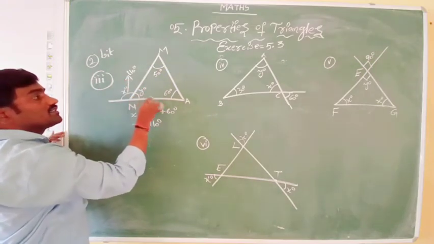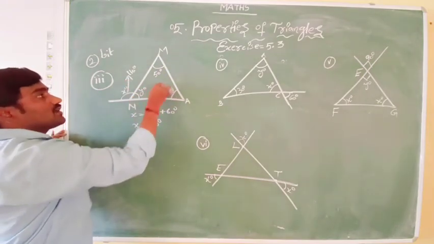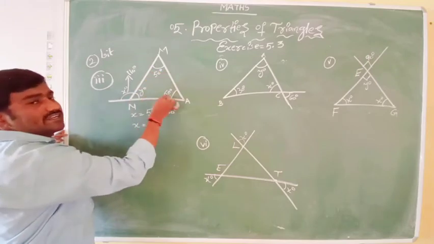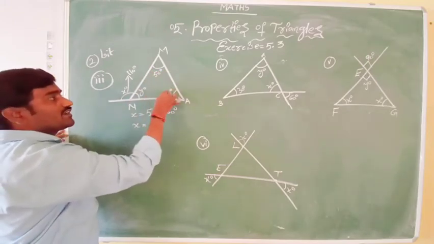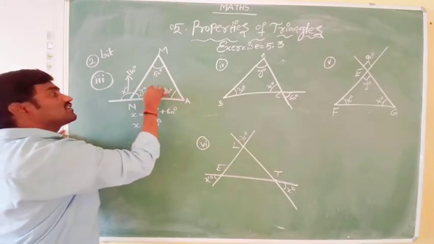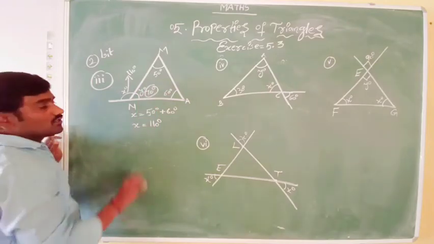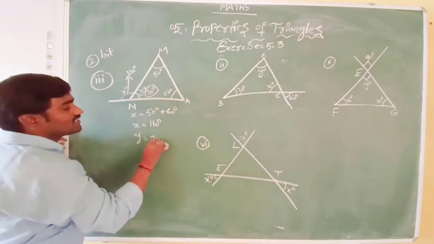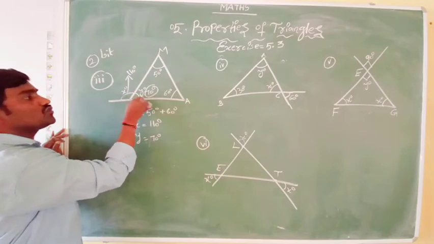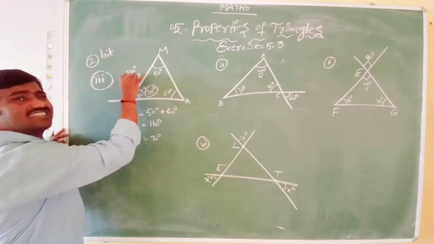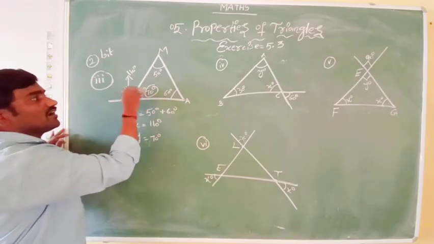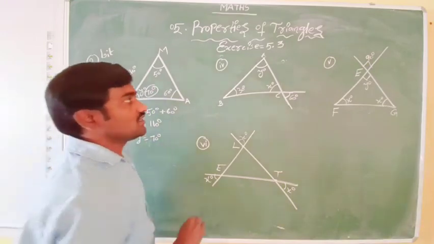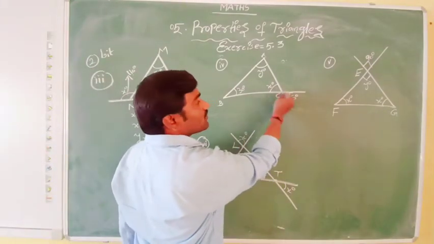Now, the sum of these three angles equals 180 degrees. 50 plus 60 is 110. Plus 70 more degrees is required to make 180 degrees. So here y equals 70 degrees. Already it is 110, and 70 more is required to make 180 degrees. It is finished.